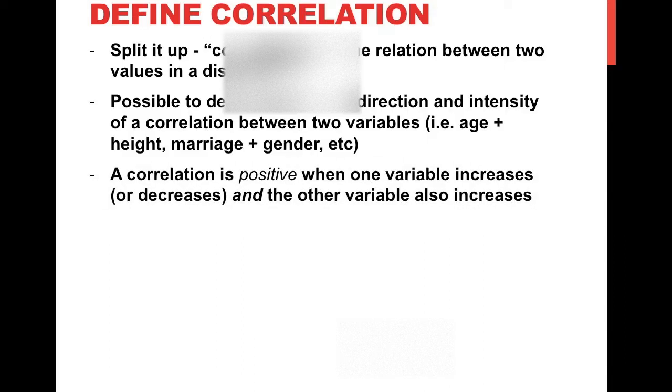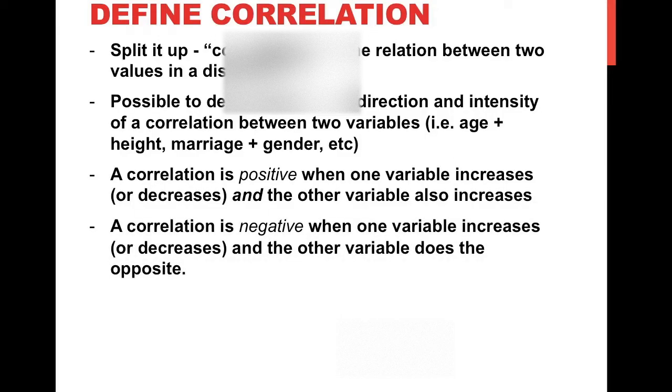A correlation can be positive when one variable increases or decreases and the other variable also increases or decreases. So if both variables increase or both variables decrease, it's said to be positive. If one variable increases while the other decreases, or vice versa, the correlation will be negative. Right now, this is not as easy to picture, but when we talk about other things in this PowerPoint, it will start to make more sense to you.